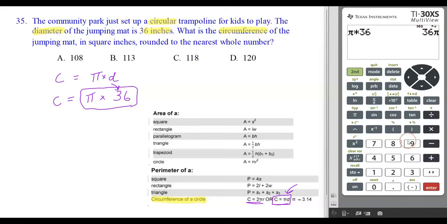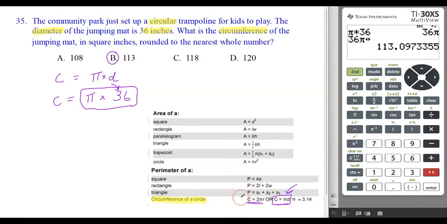To multiply that out, as I've told you earlier, just hit your toggle button right here. That'll get it into a number you're familiar with. So I'll hit this button, and I get 113. I don't need to include the decimals because it says round to the nearest whole number. So I'll just drop these decimals off, and the circumference is right at about 113, which matches up with B.